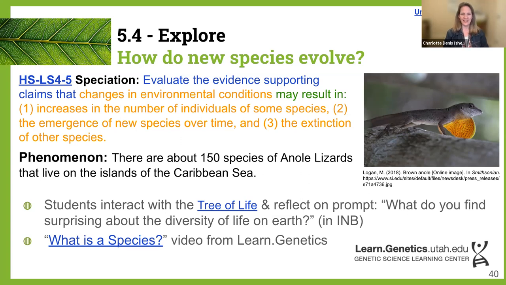And it's not one that they have kept super updated. So the materials look a little bit older, but I think that this is really cool. What you see there in the picture is an example of a brown anole lizard. And that orange thing that's coming out of its neck is a flap of skin that's called a dewlap.